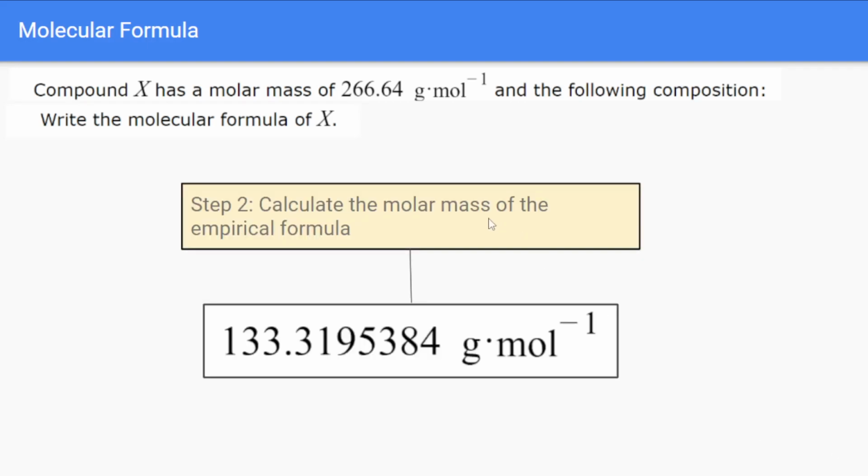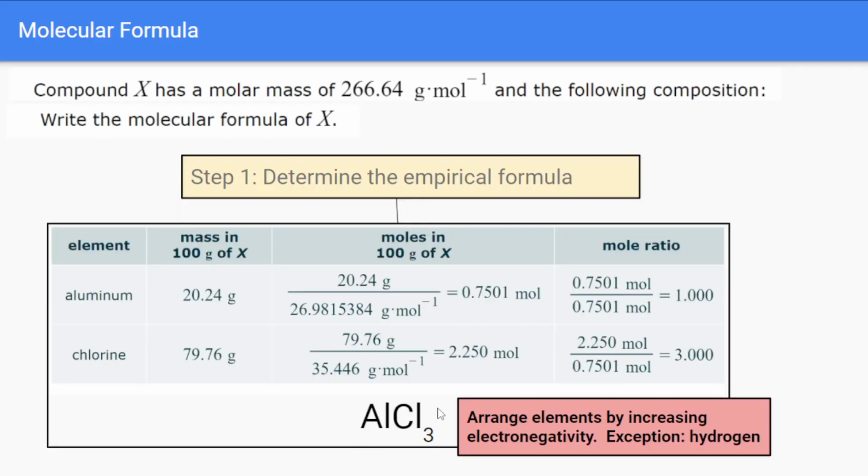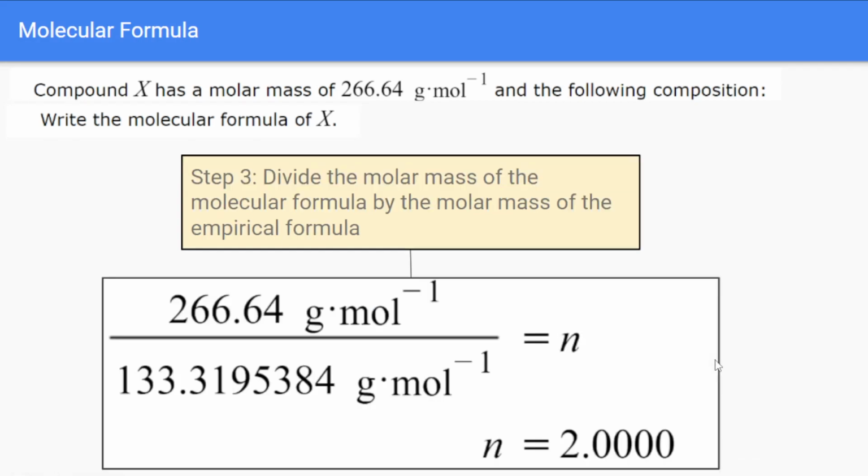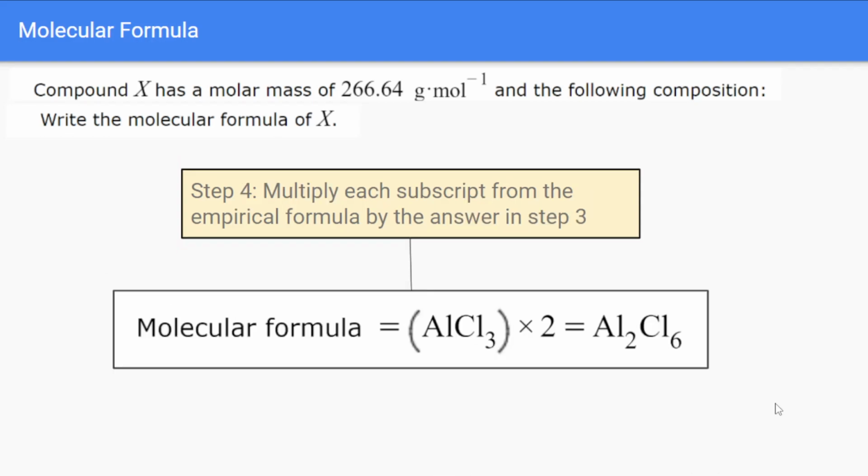Next step is to calculate the molar mass of the empirical formula. So you determined in the previous step the empirical formula. Now we calculate the molar mass of that empirical formula. And then the next step, divide the molar mass of the compound. That's what's given, right? You divide that by the molar mass of the empirical formula, and you'll get a number. It should be a whole number. And so then after that, you would multiply the subscripts of the empirical formula by that whole number.